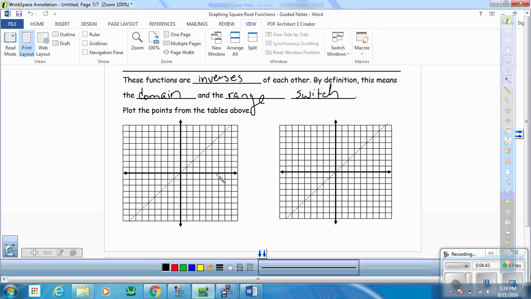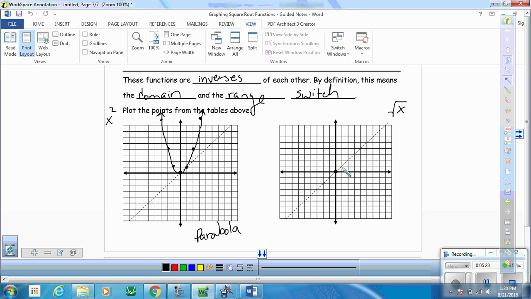Now if we plot those points that we had in common. So we had 0, 0, 1, 1, 2, 4, 3, 9 is going to run off my graph here. And if you remember, x squared, that was last unit, quadratic unit, it does that on both sides. It is symmetrical. So this was the graph of x squared, and if you recall, we called that a parabola.